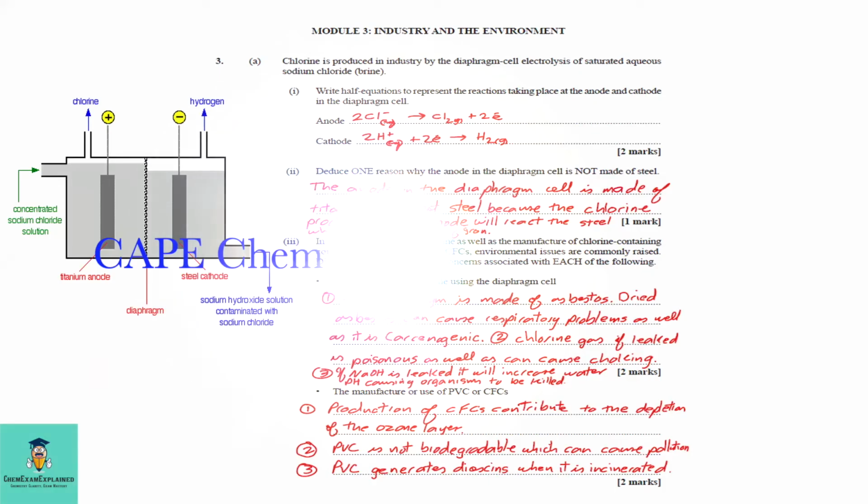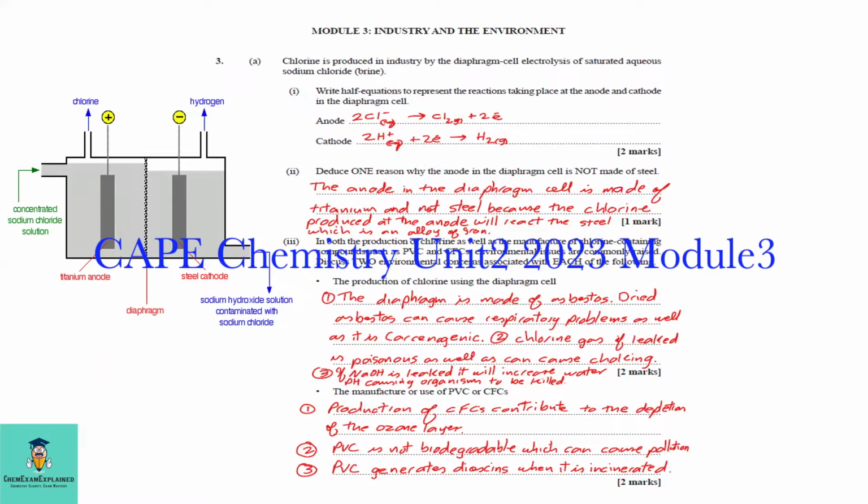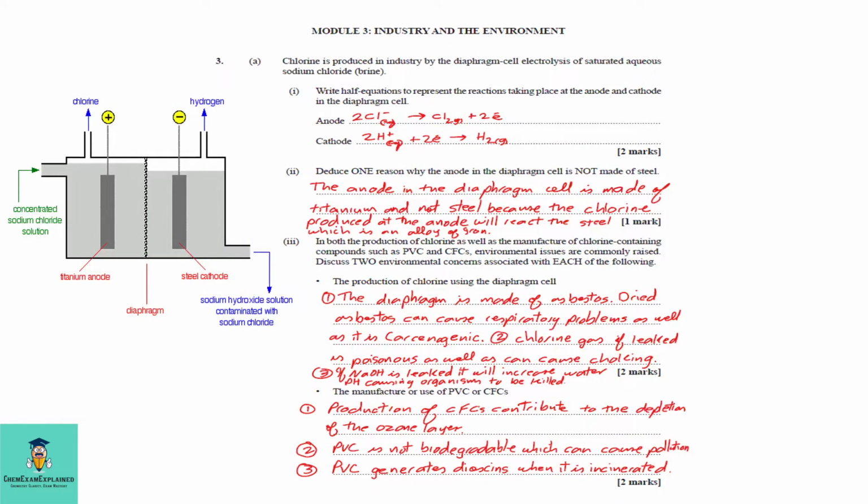In today's video, we will be looking at CAPE Chemistry Unit 2, 2023, Module 3, Industry and the Environment. Let's go. 3A. Chlorine is produced in industry by the diaphragm cell electrolysis of saturated aqueous sodium chloride. This is brine. Part 1. Write half equations to represent the reactions taking place at the anode and cathode in the diaphragm cell.